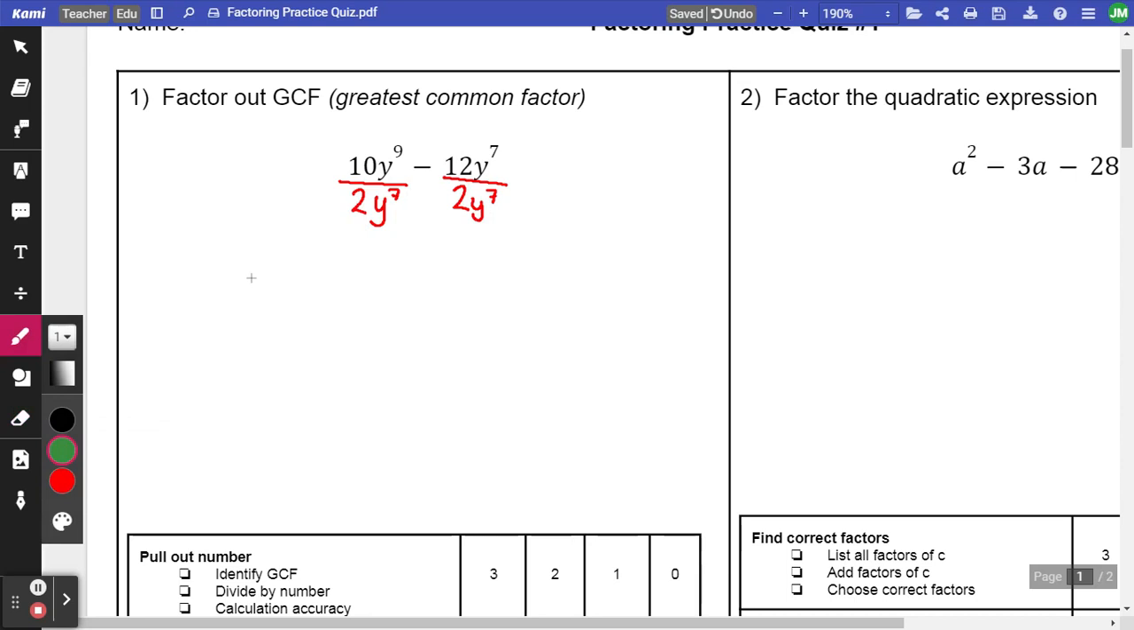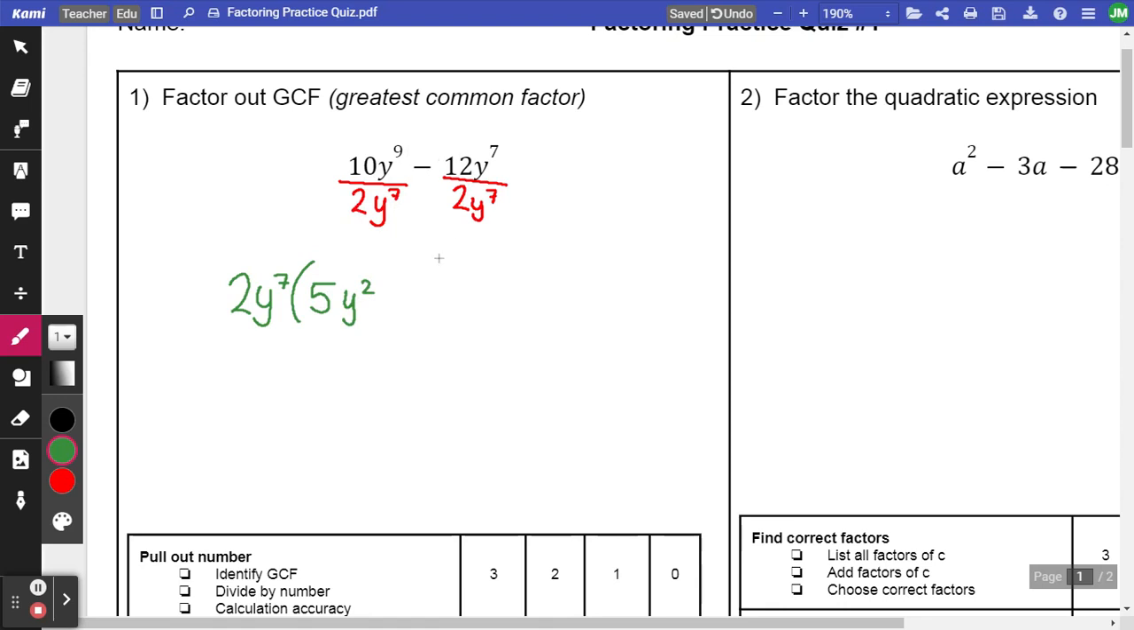And if I place 2y to the 7th on the outside, like that, then I can simplify by dividing each of these terms, the number terms, and then subtracting the variables. So 10 divided by 2 is equal to 5, and y to the 9th, 9 minus 7, leaves 2, so 5y squared for this first term.